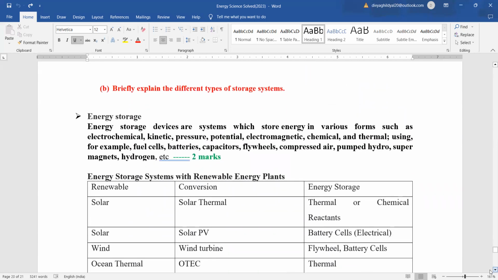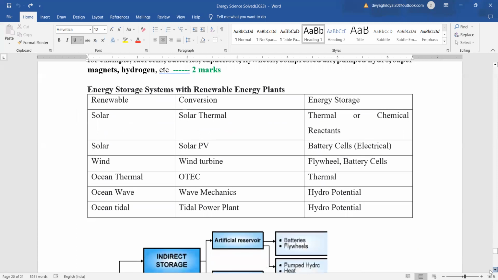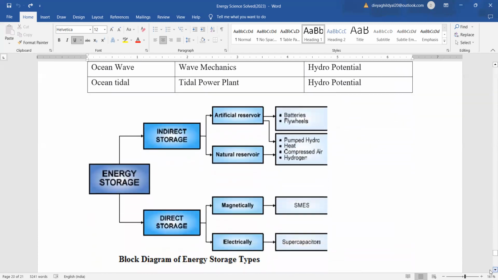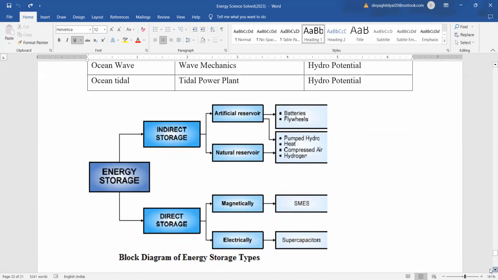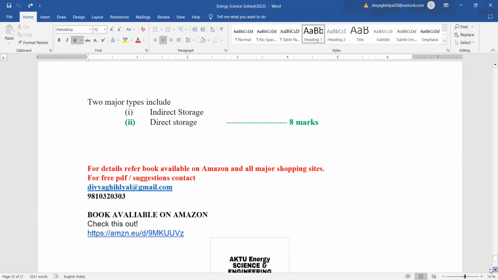Briefly explain the different types of storage systems. Energy storage devices are systems which store energy in various forms, such as electrochemical, kinetic, electromagnetic, etc. Renewable conversion, you can make this table, or you can even make this flowchart. Energy storage, indirect and direct. You have the block diagram for the various energy storage systems.